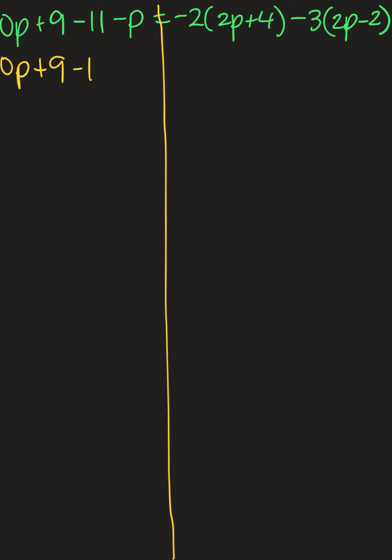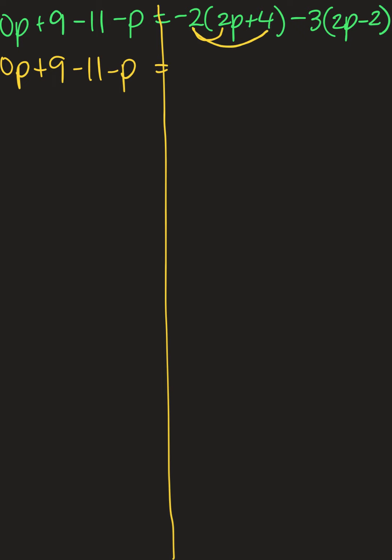Alright, I want you to pause the video, give this one a shot on your own, and then I will go through it with you. There's a lot going on here. I am 100% going to be using my wall, and I'm going to go through step by step. Step 1, distribute. I don't have any distribution on the left, so I'm going to rewrite 10p plus 9 minus 11 minus p. I'll get to the combining like terms in a moment.